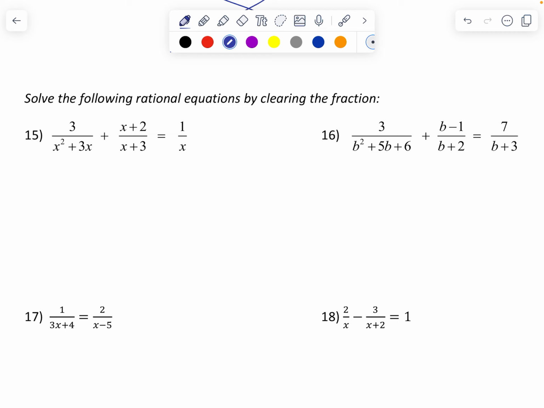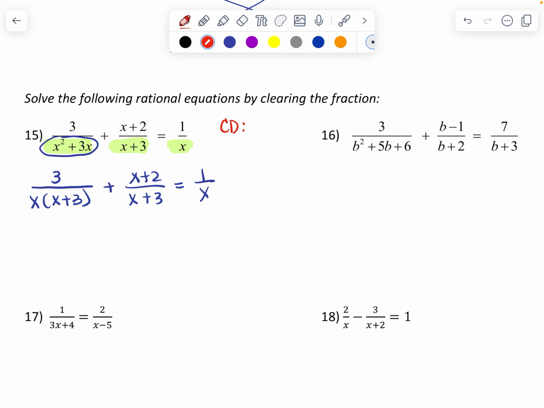So what you want to do here is first, you want to look at all your denominators and ask yourself, can I factor any of them? Yes, you can. You can factor this first one, right? So that is a GCF. So that would factor to 3 over x times x plus 3. And then plus x plus 2 over, the x plus 3 does not factor, so I'm kind of stuck there. And the x also does not factor. Now, I need to find the common denominator here. To find a common denominator, see what they have in common. So they both have an x here, so that's part of my common denominator. And there's x plus 3. So your common denominator is going to be x times x plus 3.